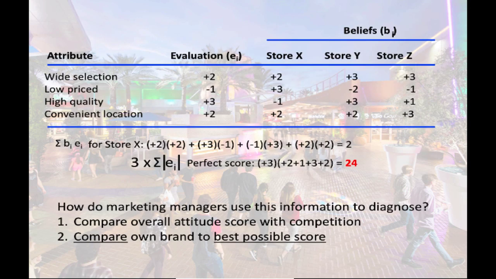On this slide, we see the computation for the perfect score given this set of evaluation scores for each attitude attribute. And as you can see, I've taken the absolute value. That means that we disregard the negative sign. We just treat everything as a positive value. And so I've added these together, multiplied times 3, and that gives an overall perfect attitude score, an ideal attitude score of 24.